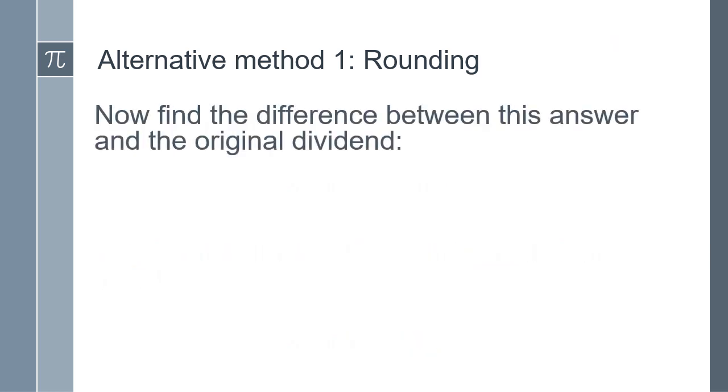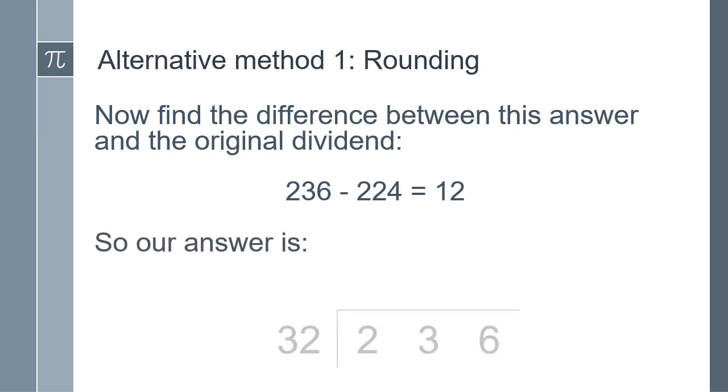Now we have to find the difference between this answer and the original dividend. So that was 236 minus 224, which is 12. So our answer to this sum, 236 divided by 32, is 7, remainder 12.